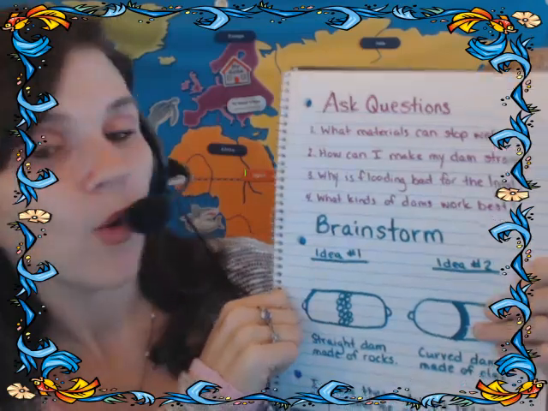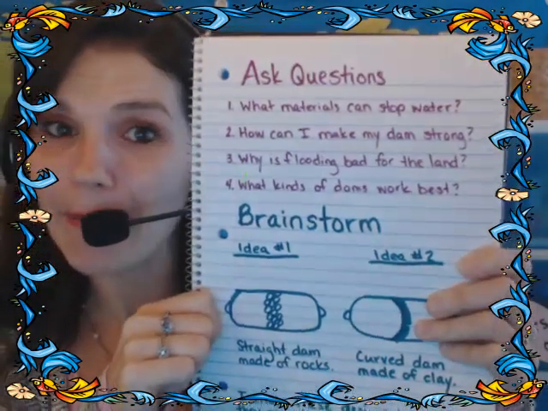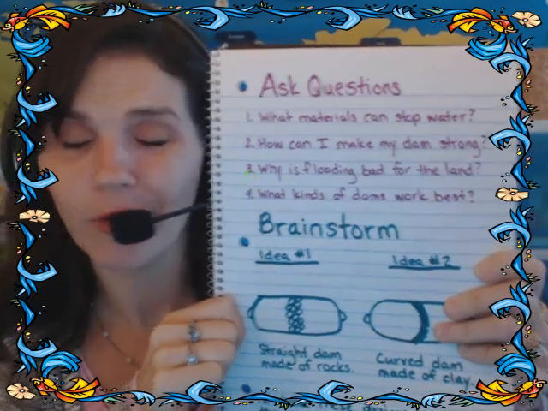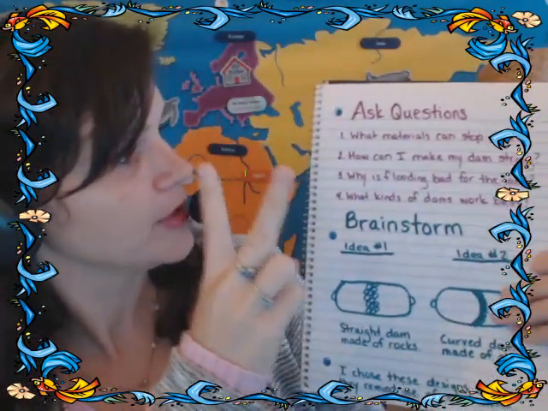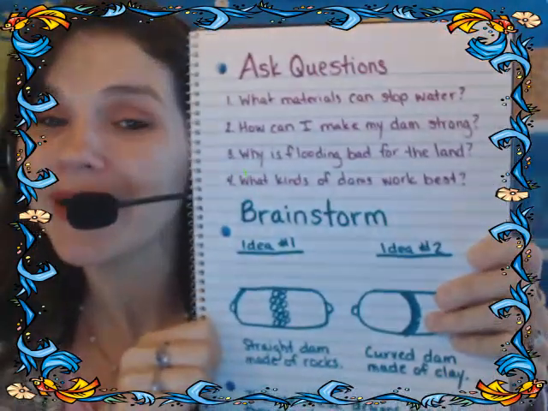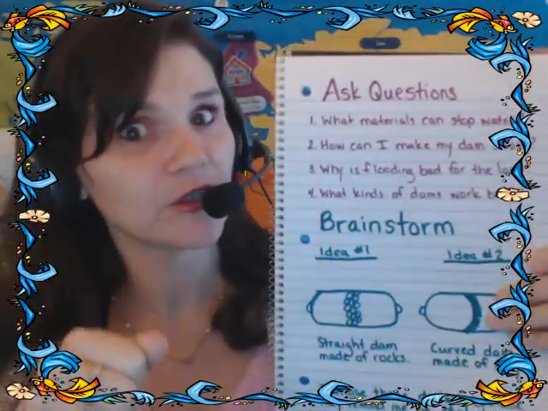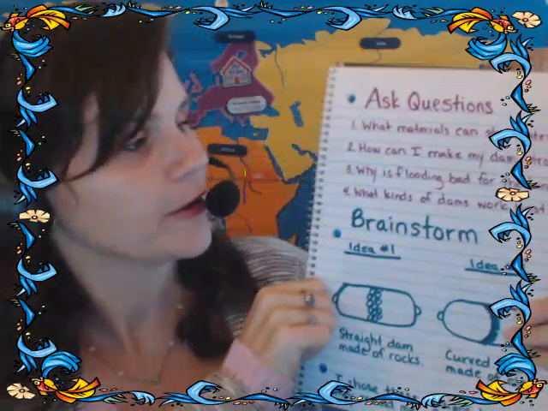Number 1, what materials can stop water? If I want to stop flooding, I think that's important to know and to ask myself. Number 2, how can I make my dam strong? It needs to stop that water. That water is really strong, so my dam needs to be stronger.